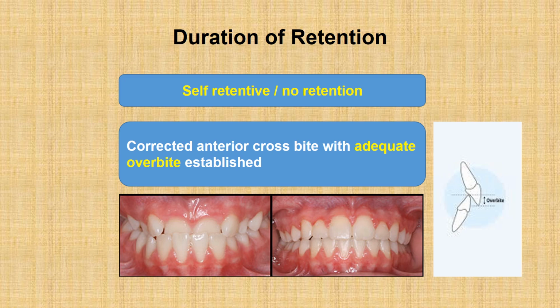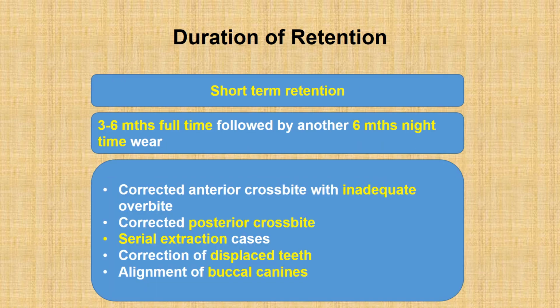Now, short-term retention is 3 to 6 months full-time wear followed by another 6 months nighttime wear. Some of the situations where short-term retention can be used are corrected anterior crossbite with inadequate overbite, corrected posterior crossbite, serial extraction cases, correction of displaced teeth, and alignment of buccal canines.